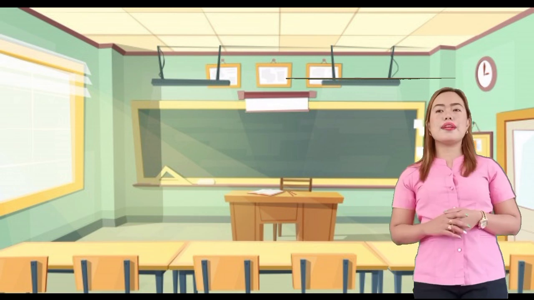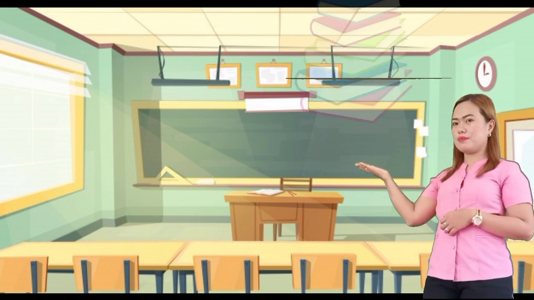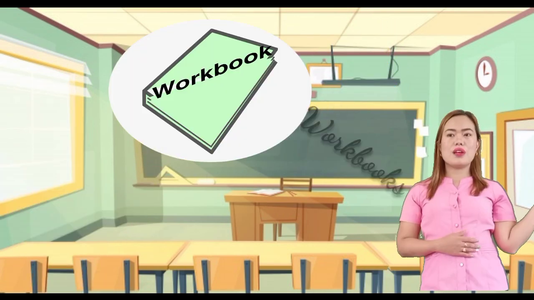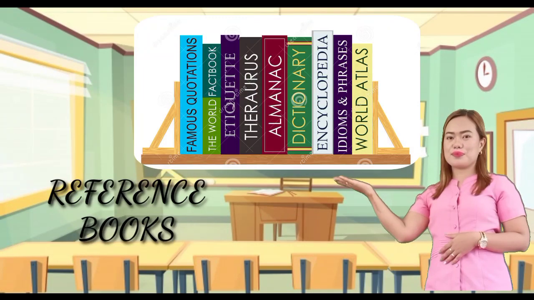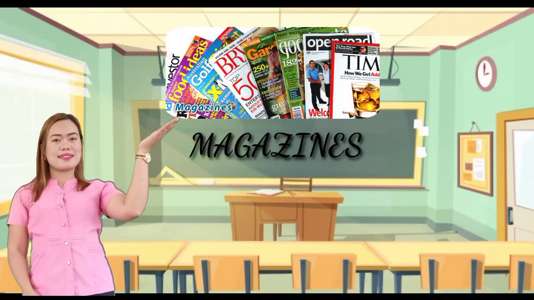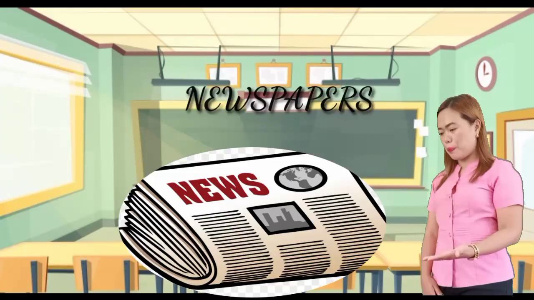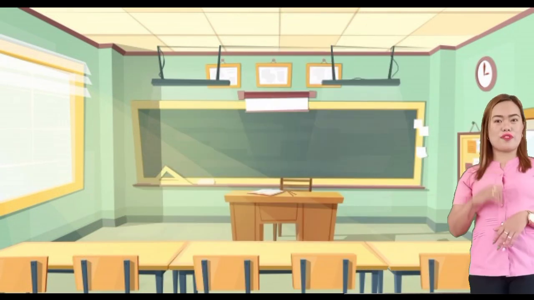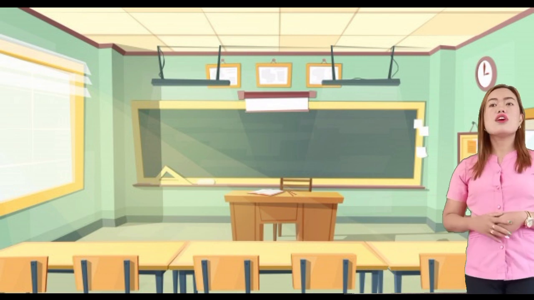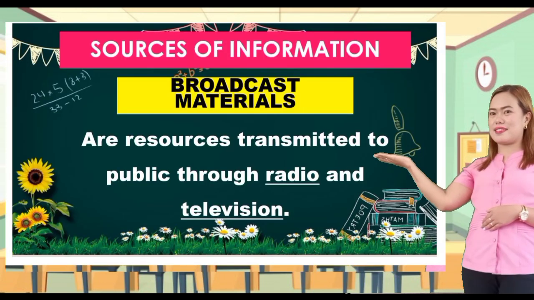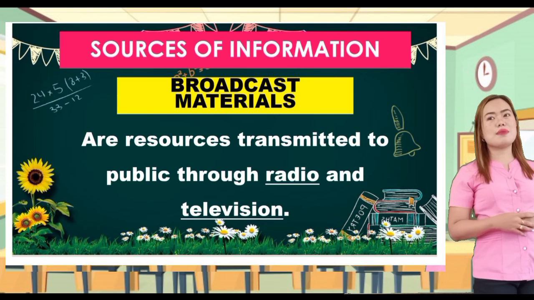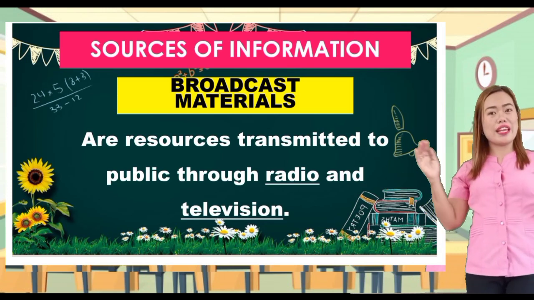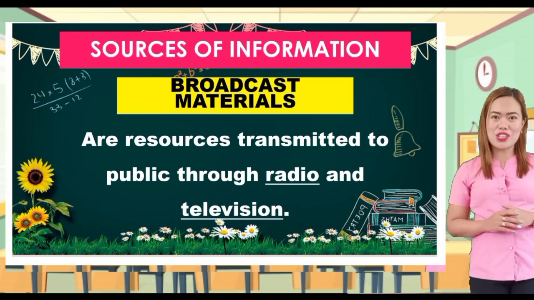Examples are printed version of textbooks, workbooks, reference books, magazines, newspapers, or journals. The second source of information is the broadcast materials. Broadcast materials are resources transmitted to public through radio and television.